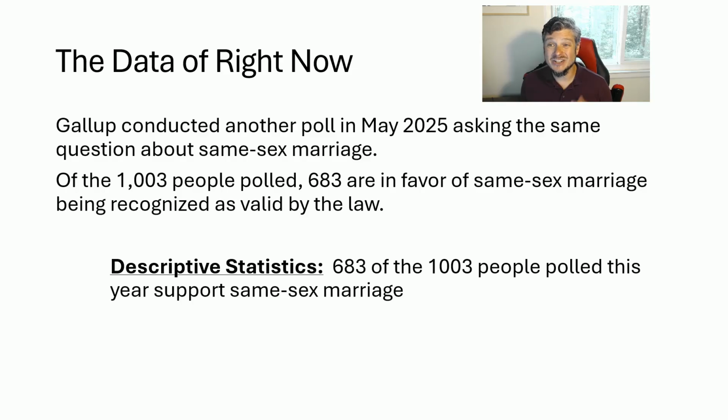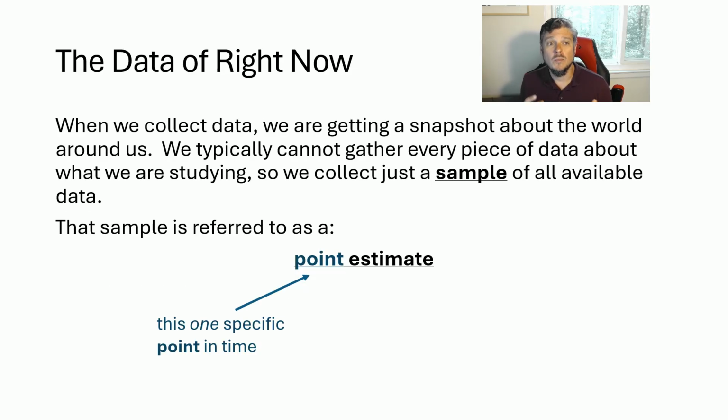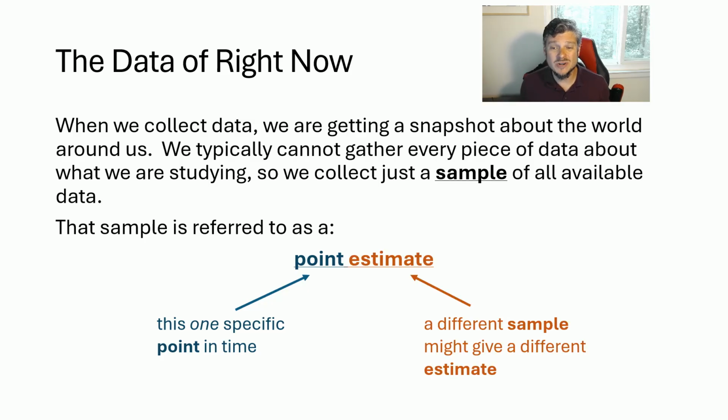Descriptive statistics is literally just saying exactly what it is we collected and what the results were. So descriptive statistics would state that 683 of the 1,003 people polled this year support same-sex marriage. That's it. Now, when we talk about that point estimate, obviously point, like I said, is that one specific point in time, but then the other word is the estimate. And it's just an estimate because if I took a different sample, that might give me a different estimate. I might get a different set of data.